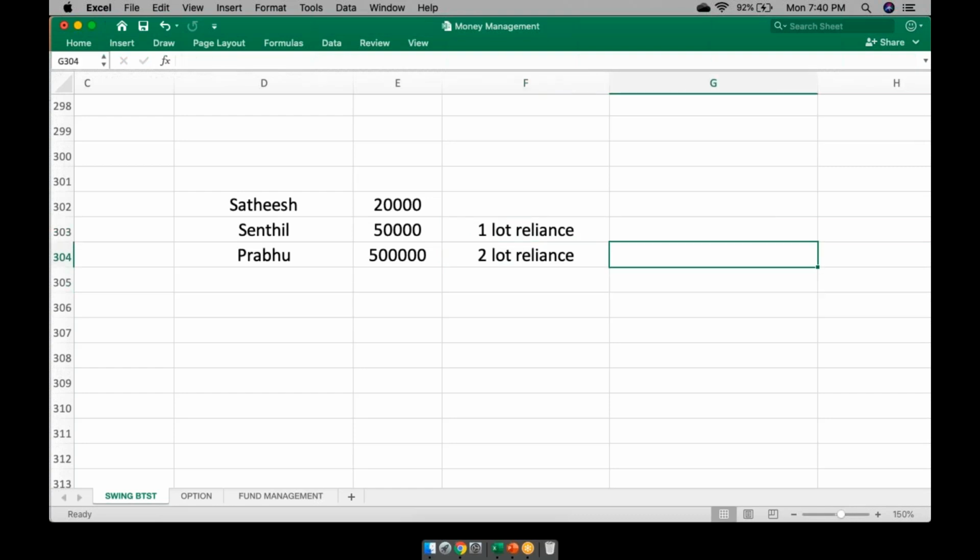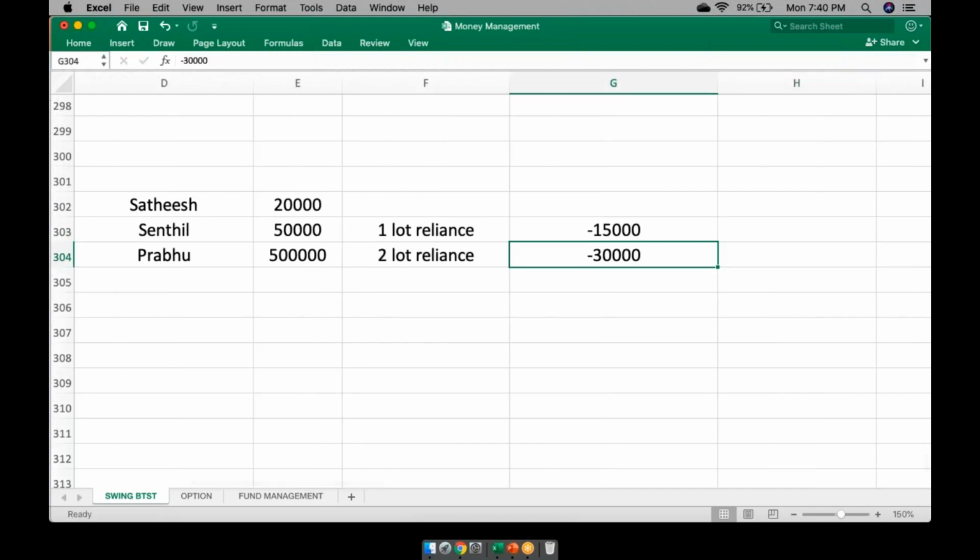Next, what happens when the trade goes wrong? Prabhu is losing 30,000 rupees. That trade went wrong. So he is losing 30,000 rupees and I am losing 15,000 rupees, since I have bought. Now can someone tell me what percentage Prabhu has lost? Prabhu lost 6%. How much has Senthil lost out of the capital?